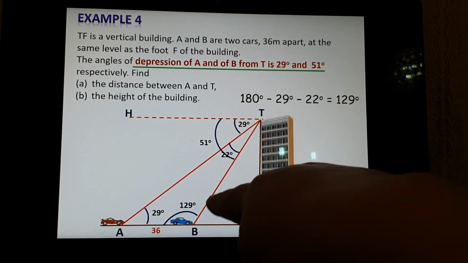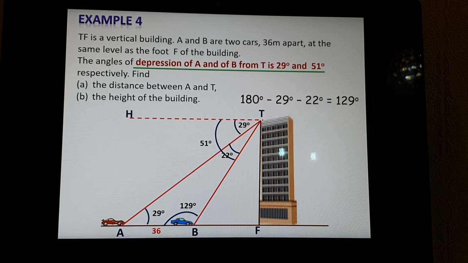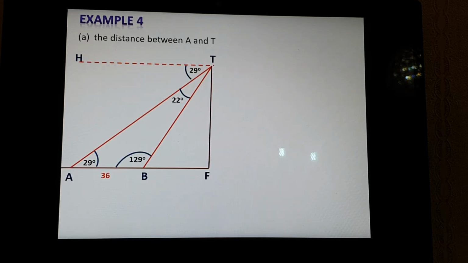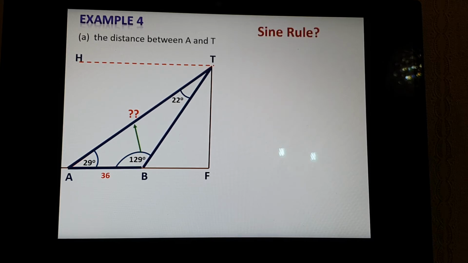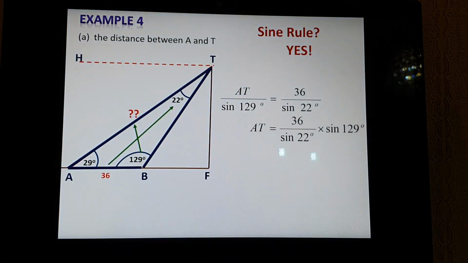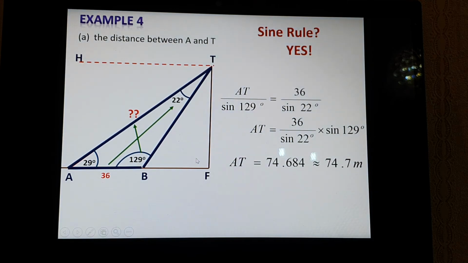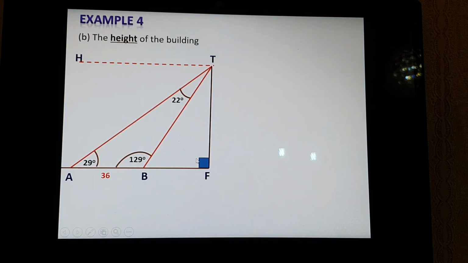This triangle, this and this are friends. I show you. The not important one, we leave it. Okay, so look at this triangle. These two are friends. These two are friends. So we use what? This ratio. See, the unknown is always written here. Save time. Okay, then you just multiply the sine 129 on the right hand side. Then like that, finish.